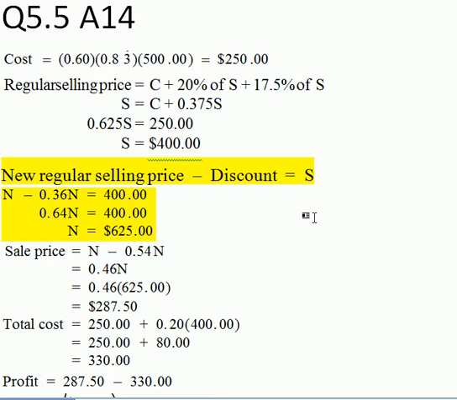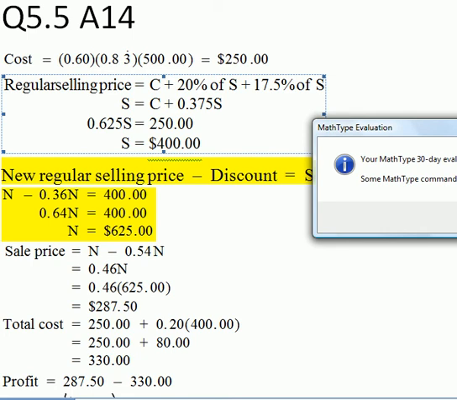So we call N the new regular selling price. So N, the new regular selling price, minus 36%, he's giving a sale price of 36% to the suckers, make them think it's cheap, equals 400, which was the old regular selling price, which we just found before, just up here, didn't we? So now we have N minus 0.36N equals 400. So 0.64N equals 400. Divide both sides by 0.64 and we get 400 over 0.64 equals 625.